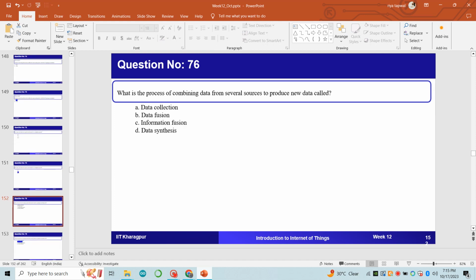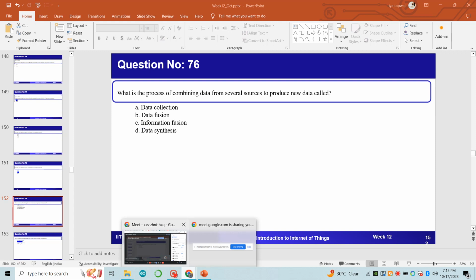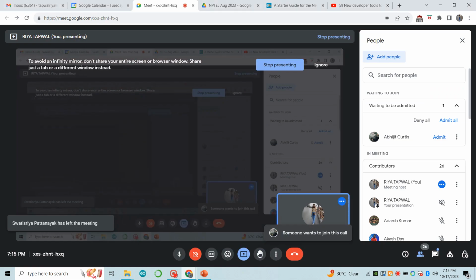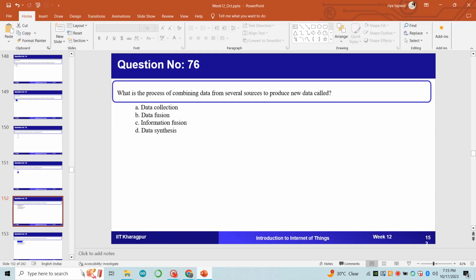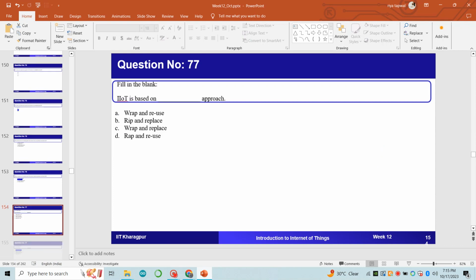Next question is, what is the process of combining data from several sources to produce new data called? Options are data collection, data fusion, information fusion, D. Data fusion. Yes, option B is correct. That is data fusion.